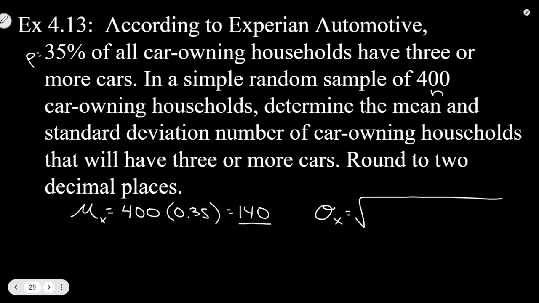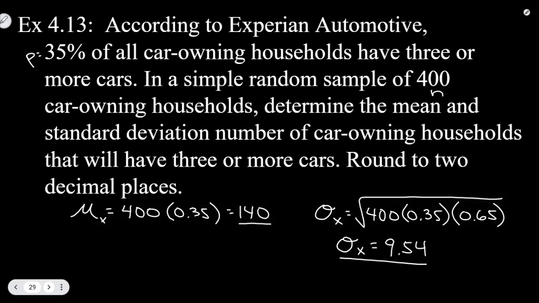So remember, n is 400 times p, which is 0.35, and then 1 minus p. And we have already figured out that that is 0.65 from our past examples, so we're just going to type that in. And again, that's something you can do. I'm not going to worry about putting that up on the screen. So square root of 400 times 0.35 times 0.65. And that gives us, when we round off to the 2 decimal places that they asked for, 9.54.